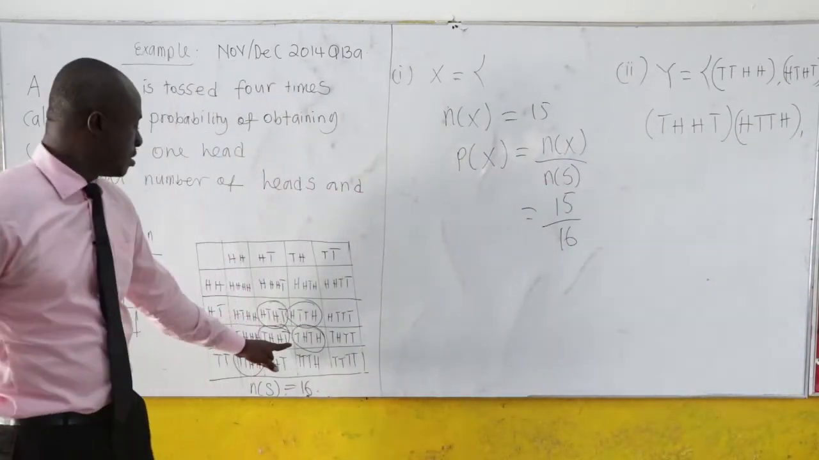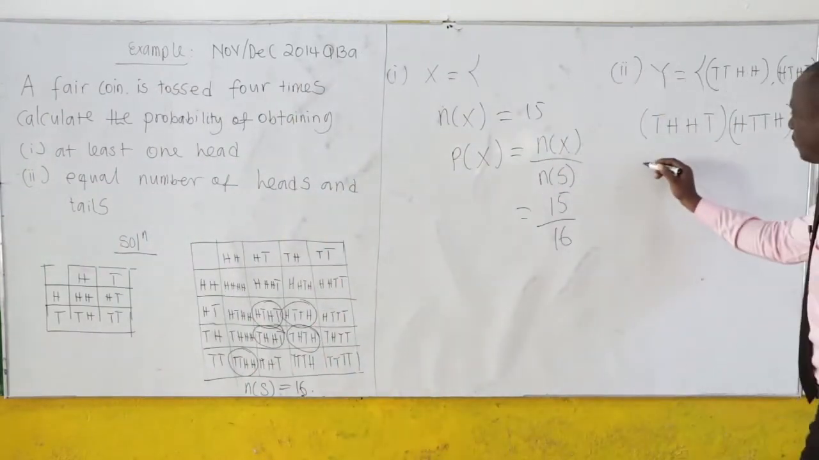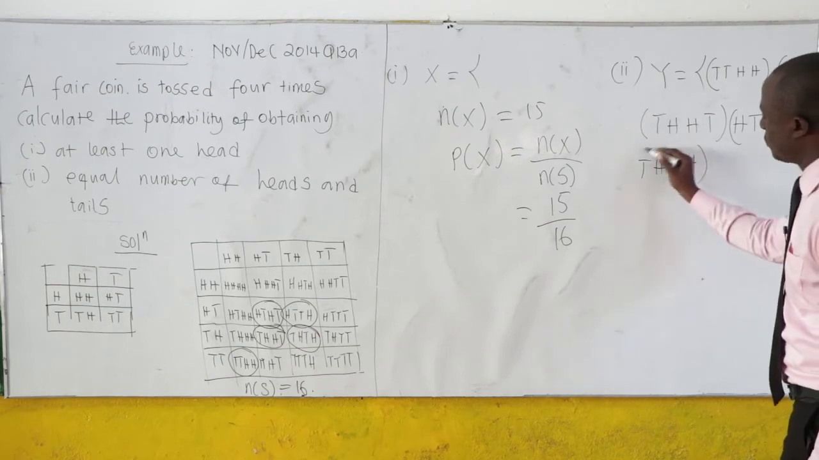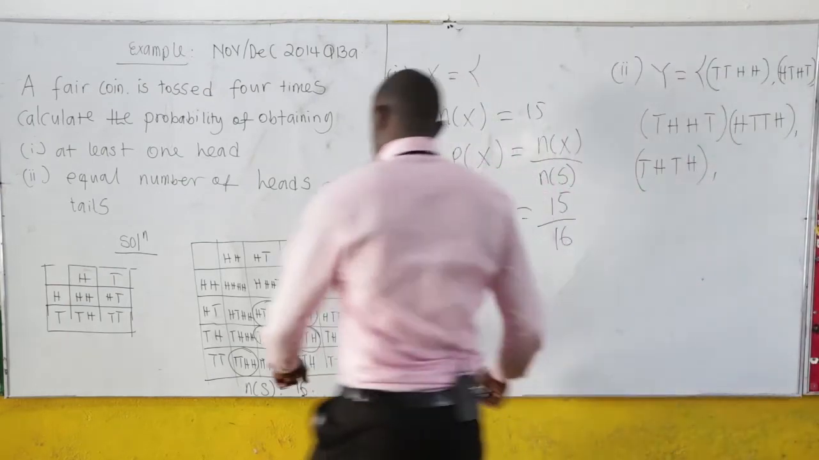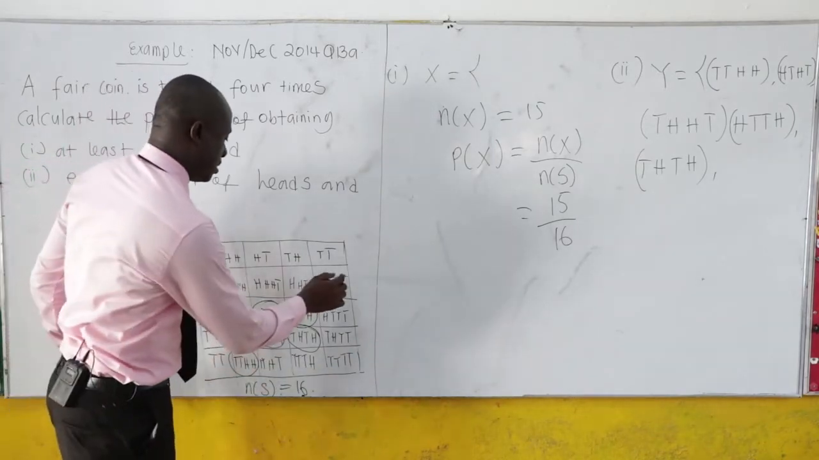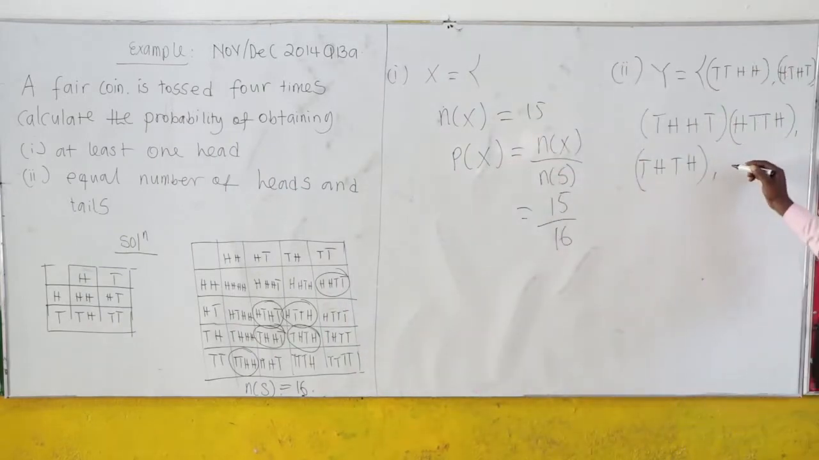Head, tail, tail, head. Then you have tail, head, tail, head. So we have TH, TH. What again do you have? Another one? This is not part. Wow, this is part. This is part. Equal number of heads and equal number of tails. So that is head, head, tail, tail.